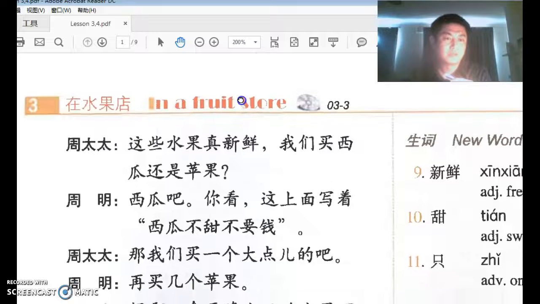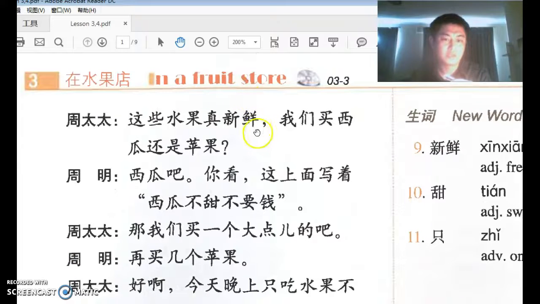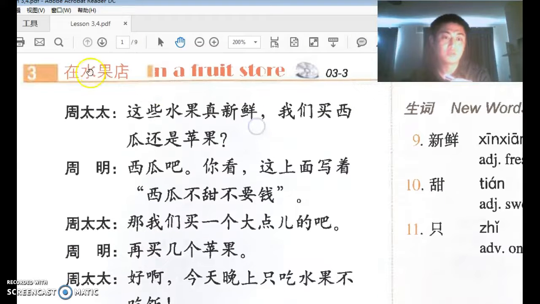Now, number 3 is 周太太 and 周明 are going to the 水果店, fruit store. 店, 商店, 书店 is bookstore, 商店 is just a business store, 水果店 a fruit store.